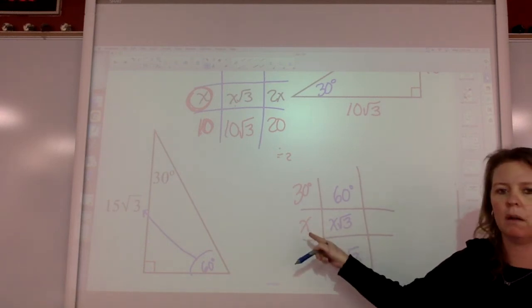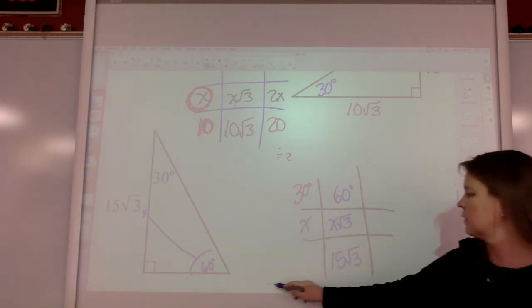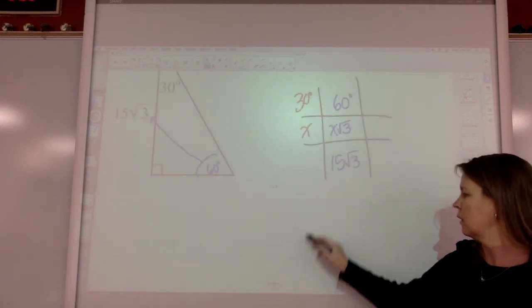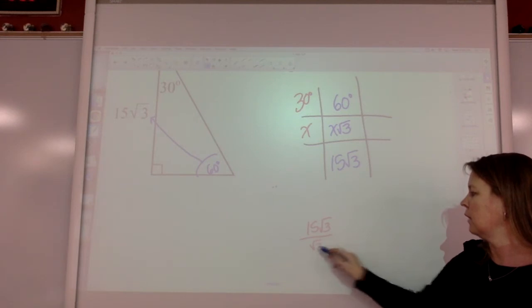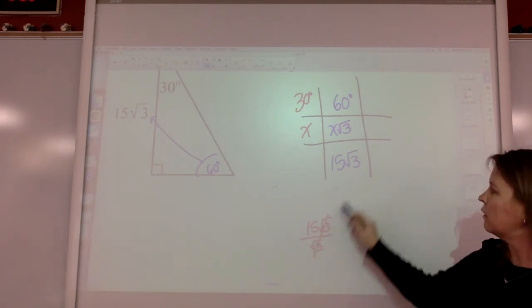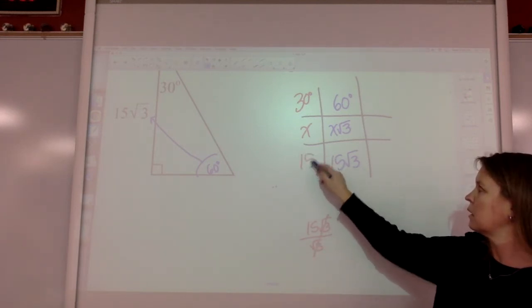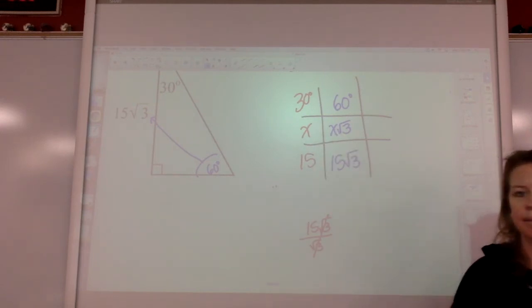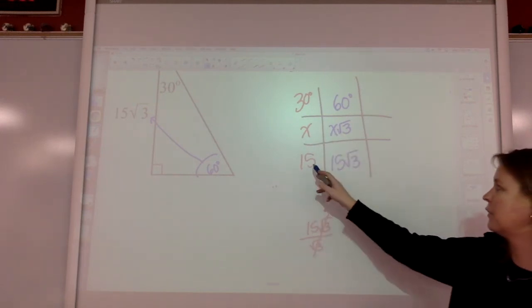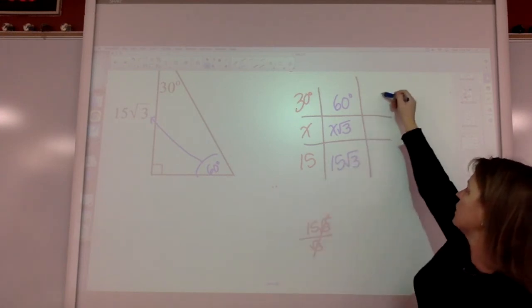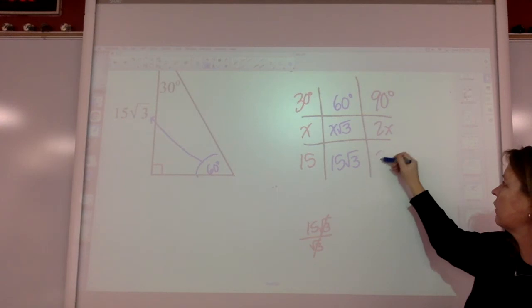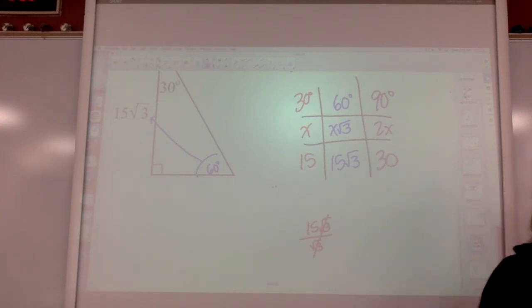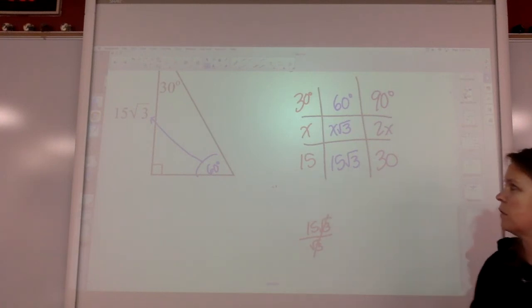3 times smaller. So if we take 15 square root of 3 and we divide it by square root of 3, we know that the square root of 3 disappears and our x value is 15. And if our x value is 15, then that helps us get to our 90-degree side, which is twice as big as the x value, which is 30. 15 times 2 is 30. 15 times square root of 3 is 15 square root of 3.